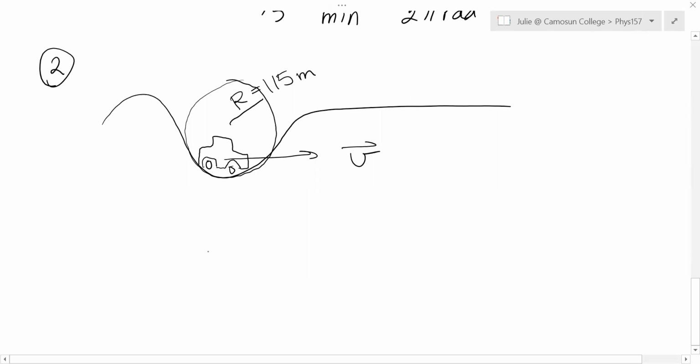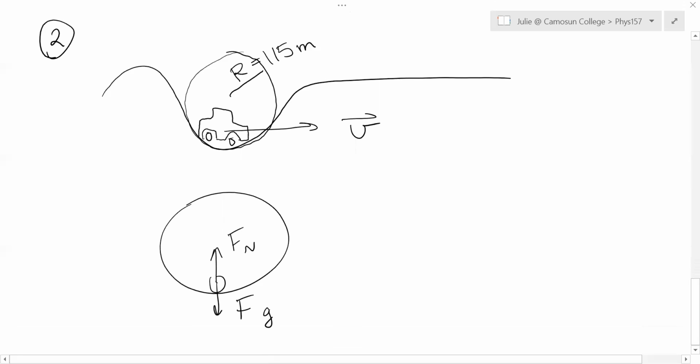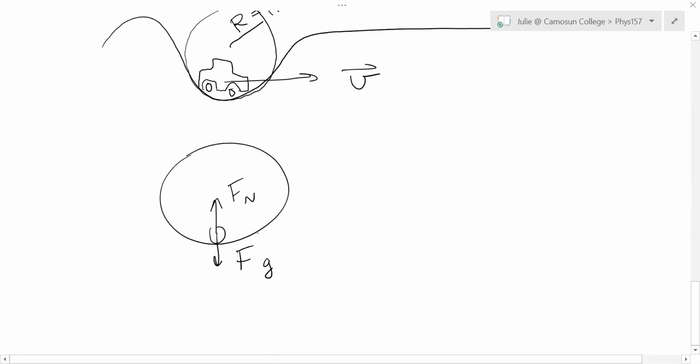Let's just draw it as a dot. Here's the car. It has force of gravity on it, and it has a normal force. That's the force of the road pushing up on the car. Now, if those two forces were equal and the car were going to the right, well, the car would continue going to the right because nothing would make it turn. So if it's going to turn up, then the normal force must be bigger than the gravitational force. But it doesn't matter because we always use the same thing.